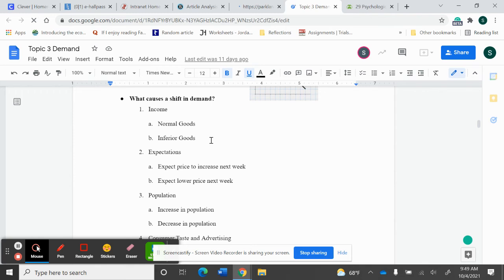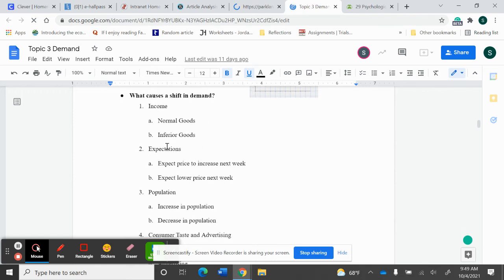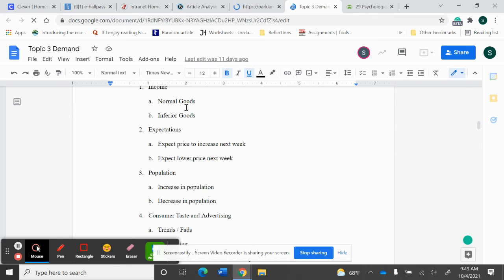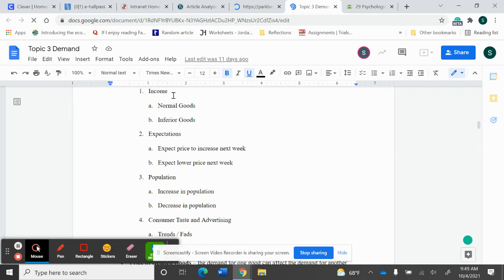So these are the determinants: income, expectations, population, consumer taste, and advertising. We've done these before in class. We talked about income. So is your product going to be a name brand or is it going to be an inferior good? Expectations. Can you make people feel that they need something based on scarcity? Like these shoes are going to run out. They're only existing in the fall.